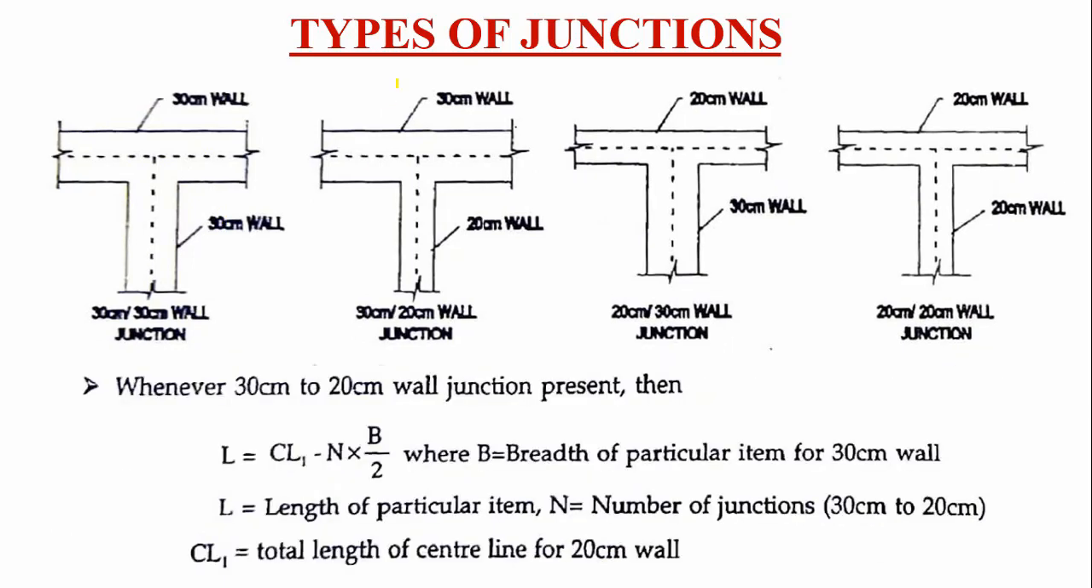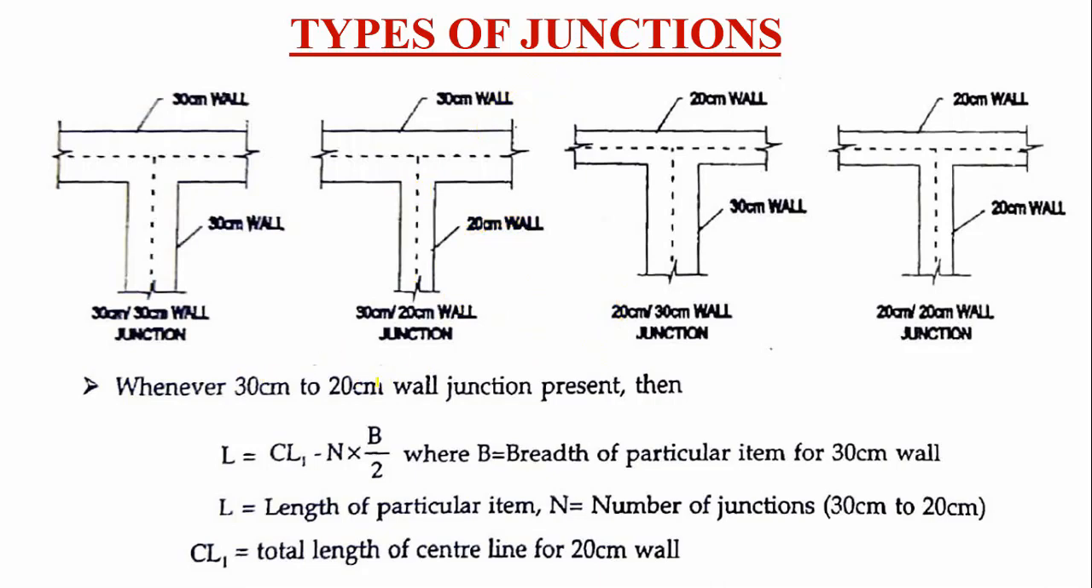Then next, this is the second case. This is a 20 centimeter wall now, right? So that time what we have to do is that the center to center length of the 30 centimeter wall has to be calculated. That we will write as CL, right? Then this is a 20 centimeter wall. Wall thickness is varying, so this length has to be calculated separately. So the center to center length of the 20 centimeter wall is calculated separately, right? That we will mark as CL1. This is CL, that is the length of the 30 centimeter wall. This is the length of the 20 centimeter wall.